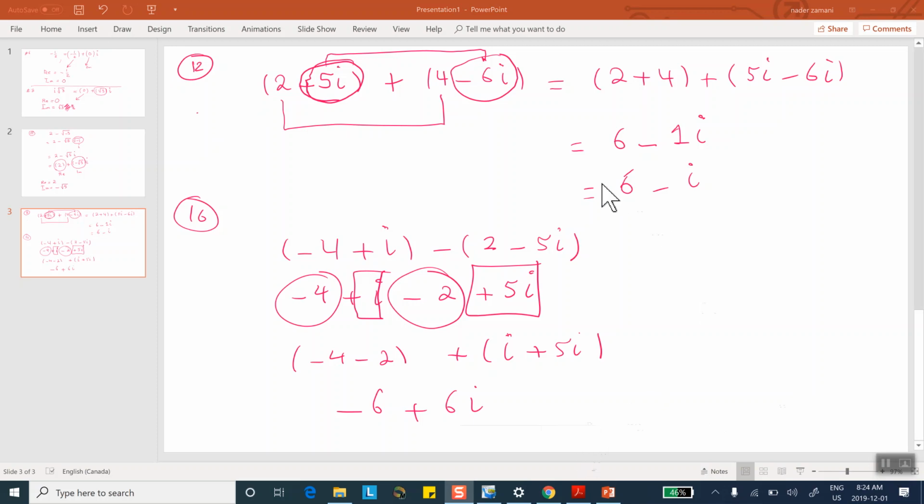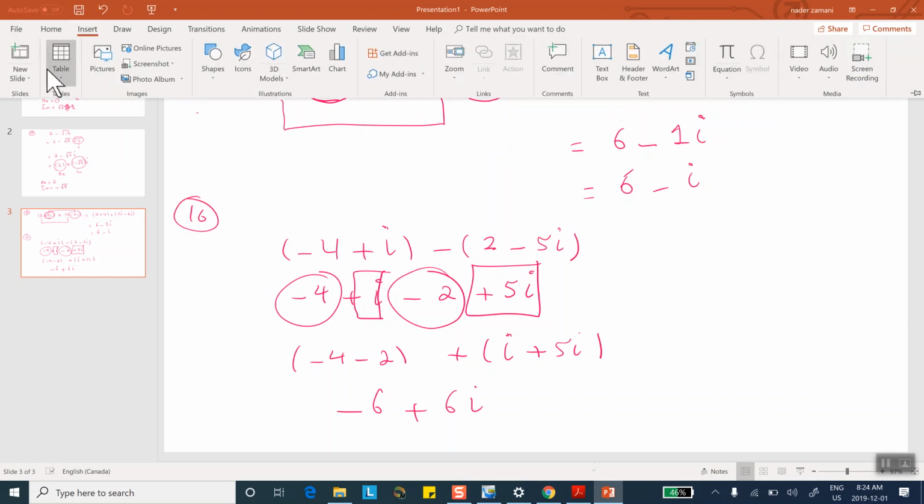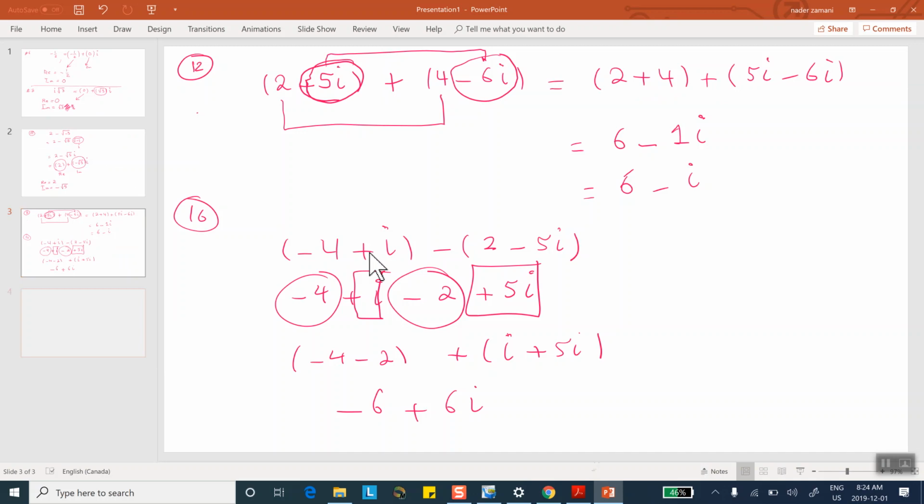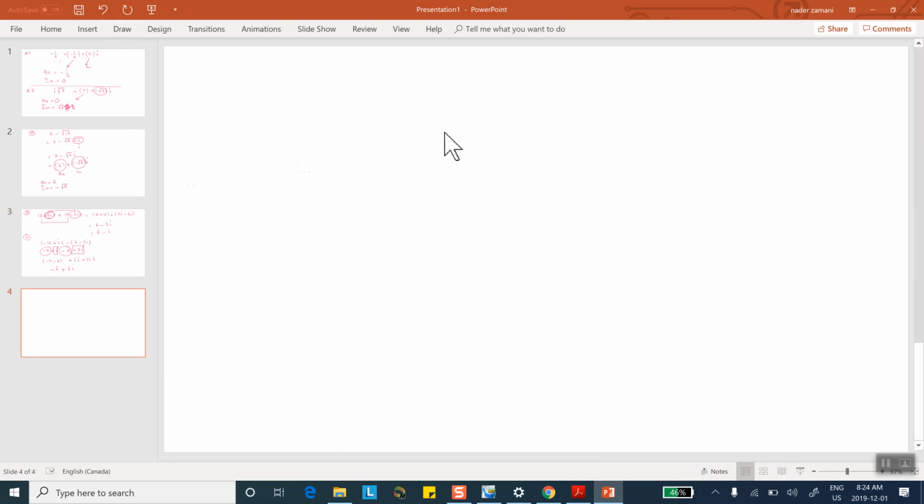Okay, let's do the next one, which is number, let's take 16. Oh, we just did 16. 18. Okay. 18. It's going to be 6i minus a 4 and a minus i. Well, we can always FOIL this to make our job easier. 6i minus 4 plus 4i.